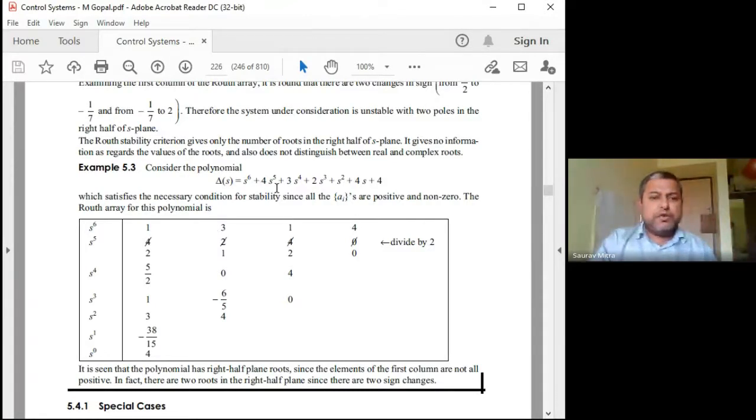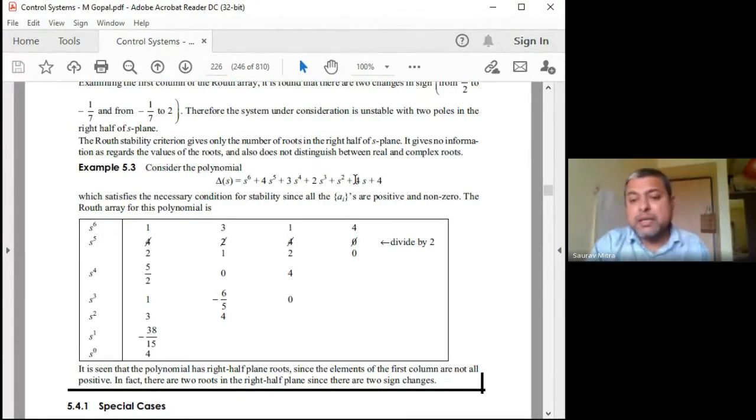So s raised to 6, 4s raised to 5, 3s raised to 4, 2s cube, s square plus 4s plus 4. A very important thing I'm telling you, there may be this 4s missing. In some cases, there may be this 4s missing. So in that case, you have to assume that this is s raised to 0 into 0. So this s into 0. In that case, you have to assume that part as 0.